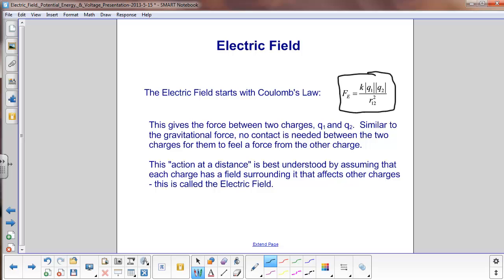Similar to the gravitational force, these two charges do not have to be touching each other to feel a force. They can be at a distance from each other. We call this action at a distance, and it's best understood by assuming that each charge has a field surrounding it, and it is this field that affects other charges that come near it, and we will call this the electric field.